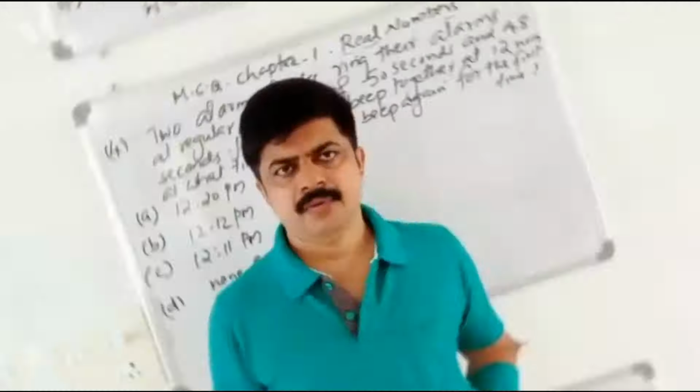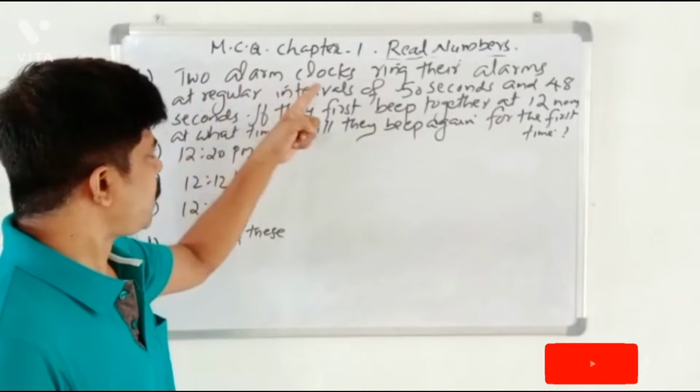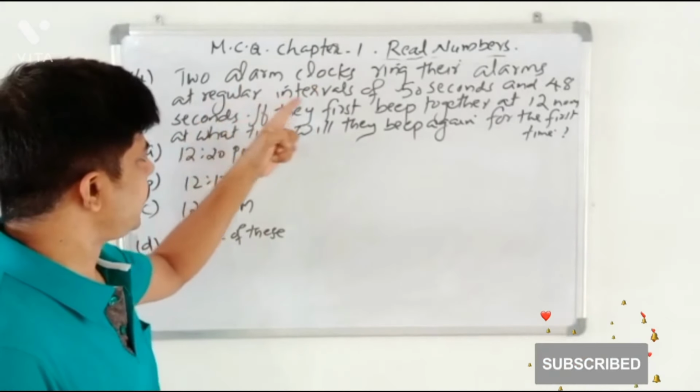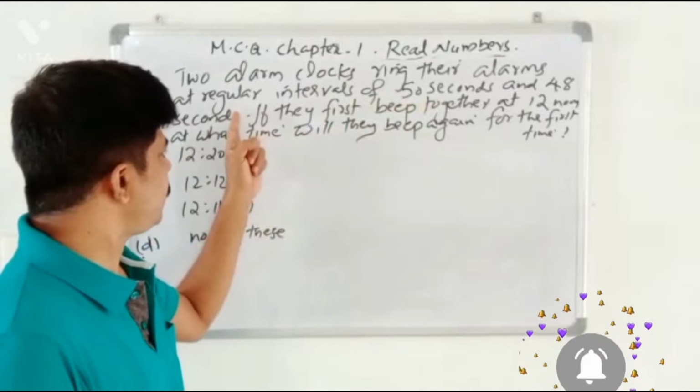Our next question is: two alarm clocks ring their alarms at regular intervals of 50 seconds and 48 seconds.